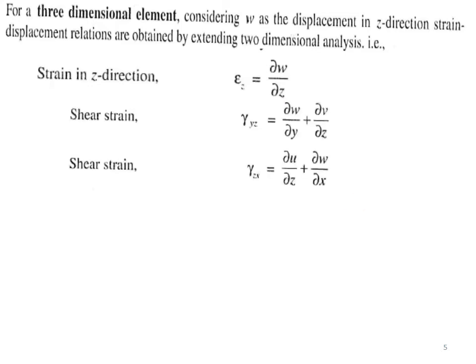So the shear strain γyz is equal to ∂w/∂y plus ∂v/∂z, and the shear strain γzx is equal to ∂u/∂z plus ∂w/∂x.